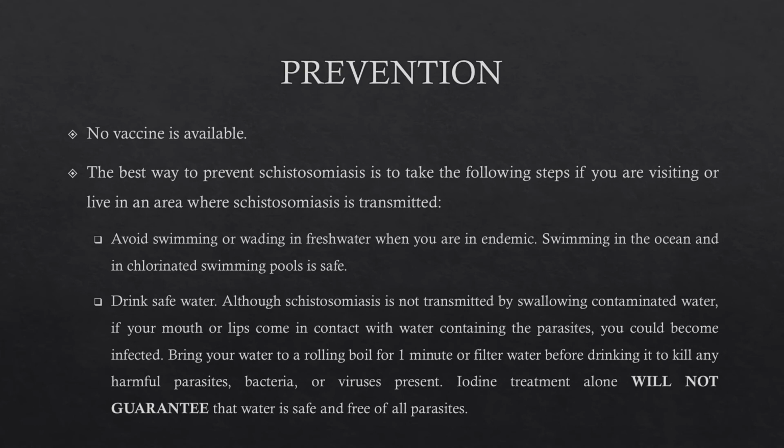No vaccine is available, so the best way to prevent schistosomiasis is to take the following steps if you are visiting or live in an area where schistosomiasis is transmitted. Avoid swimming or wading in fresh water when you are in the endemic area. Swimming in the ocean and in chlorinated swimming pools is safe. Drink safe water. Although schistosomiasis is not transmitted by swallowing contaminated water, if your mouth or lips come in contact with water containing the parasites, you could become infected.